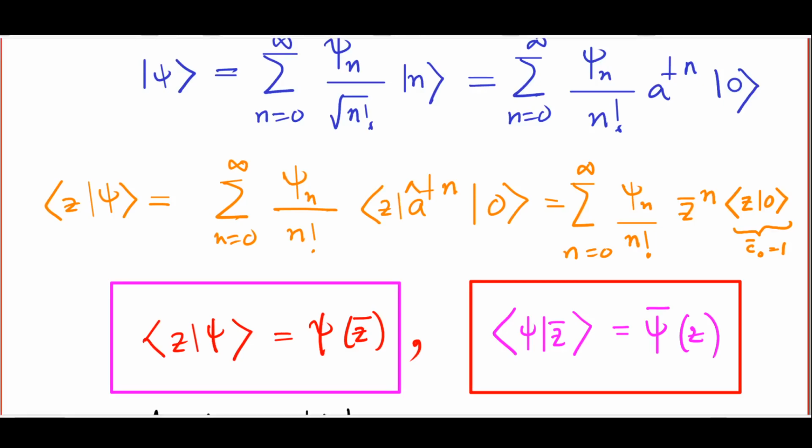Now, if you know the wave function in position space, you can use that knowledge to reconstruct the abstract ket psi from it. All you have to do is use the fact that the position eigenstates form a complete set.